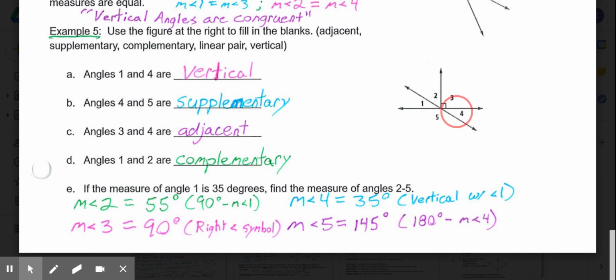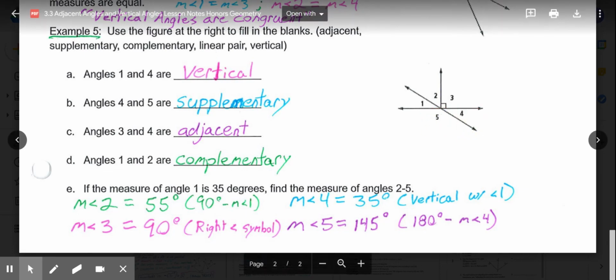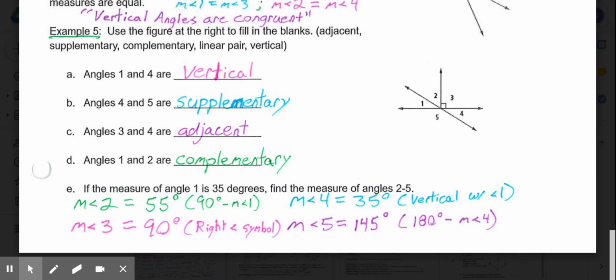Angle 4 we can figure out because it's vertical with angle 1. So 1 and 4 are vertical, meaning they're equal. So 4 is also 35 degrees. And then angle 5 is a linear pair with 1 and a linear pair with 4. So 5 plus 1 or 5 plus 4 is equal to 180 degrees. So 180 minus angle 4, which is 35 degrees, leaves me with the measure of angle 5 at 145 degrees.